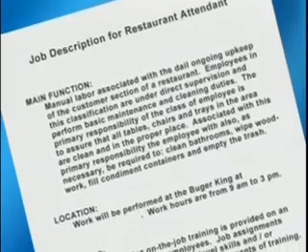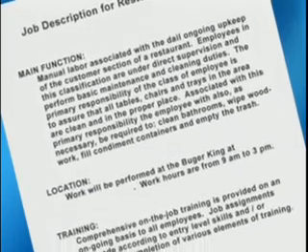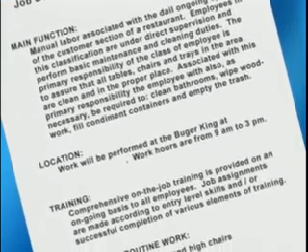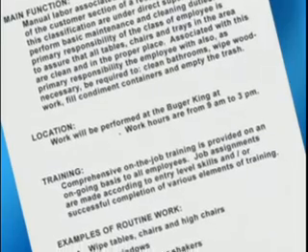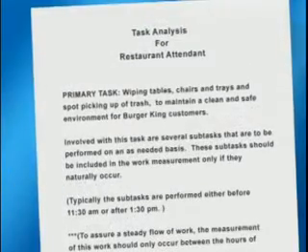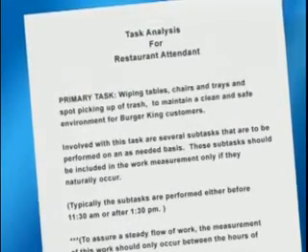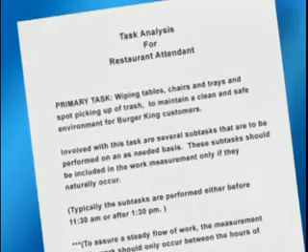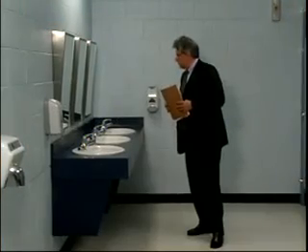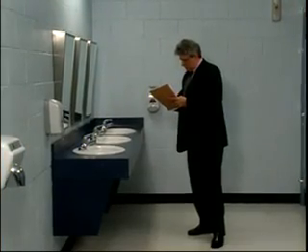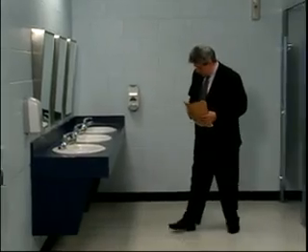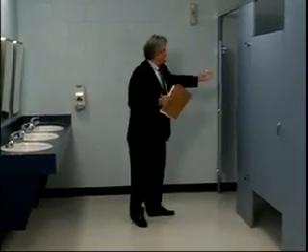Investigators then go to the production area to review the job description and task analysis documents. A job description defines the job, the consumer's role and responsibilities, and provides examples of routine work. A task analysis details the steps involved with performing the job. These documents allow investigators to verify the accuracy of the prevailing wage surveys and work measurements.